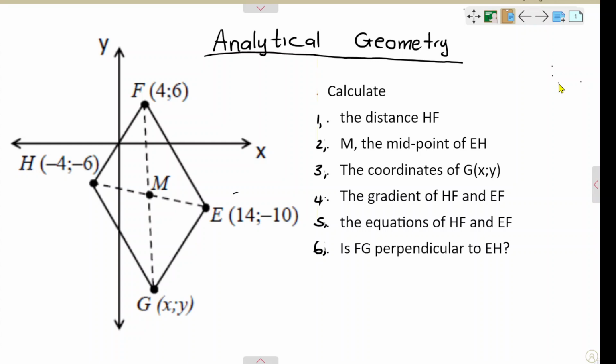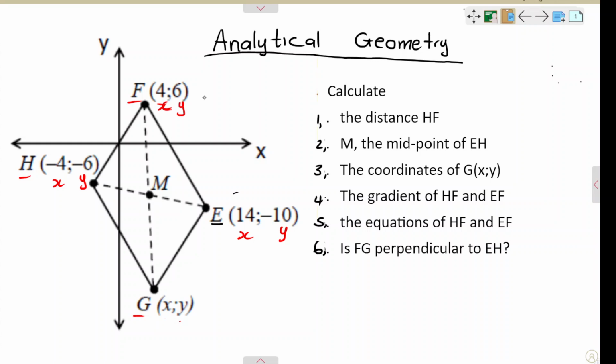There is a question here. We are given a quadrilateral, EGHF, with all these coordinates. This is E: the x coordinate is 14 and the y coordinate is -10. Then we have G with unknown x coordinate and unknown y coordinate. We have H with the x coordinate of -4 and the y coordinate of -6. Then we have F with the x coordinate of 4 and the y coordinate of 6.